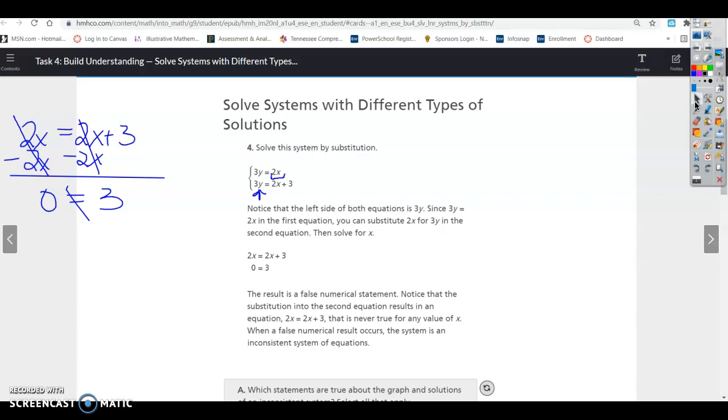All right, so it says the result is a false numerical statement. Notice that the substitution into the second equation results in the equation 2x equals 2x plus 3. This is never true for any value of x. So 2x equals 2x, but 2x cannot equal 2x plus 3. When a false numerical result occurs, the system is inconsistent, and that means there is no solution. So let's erase this here.